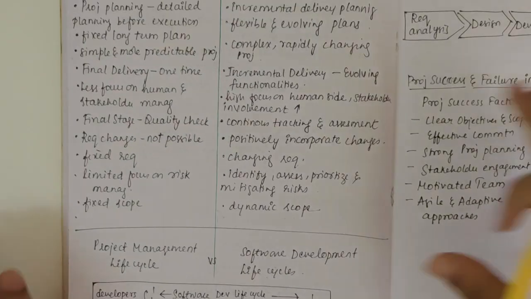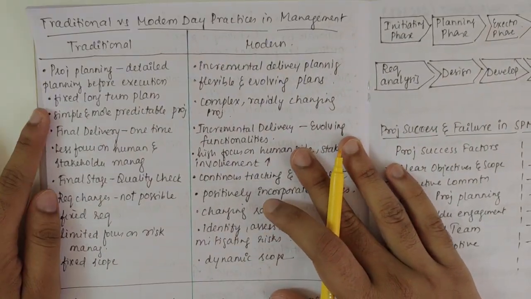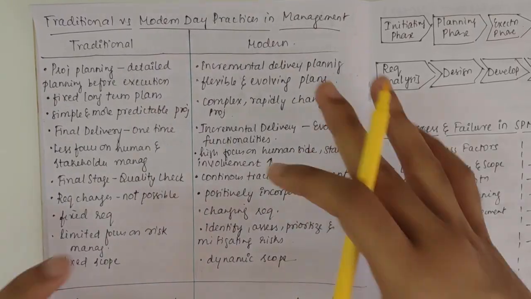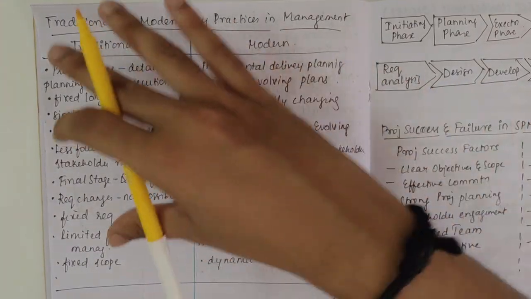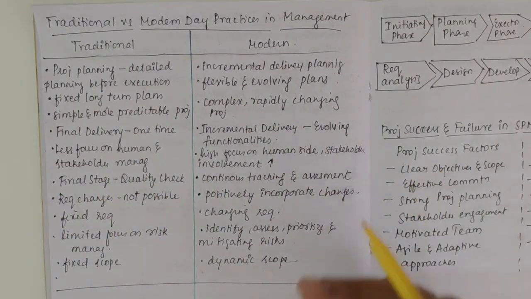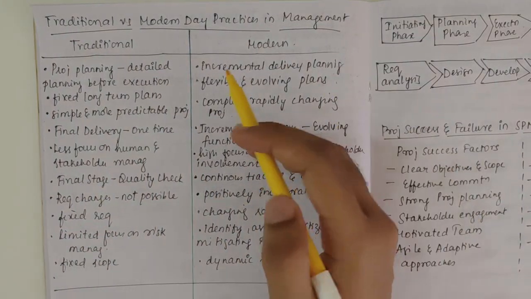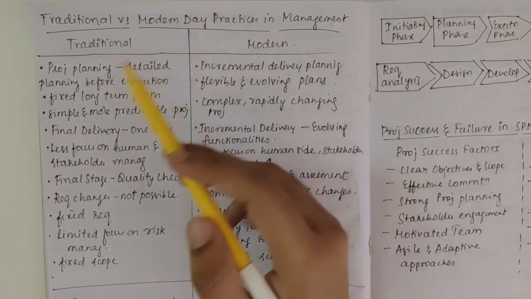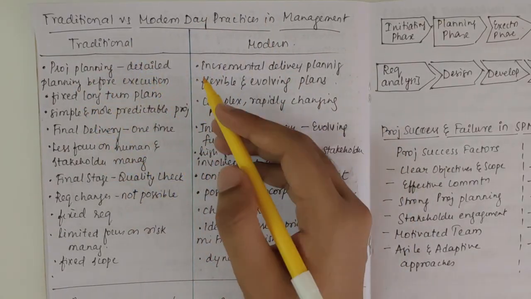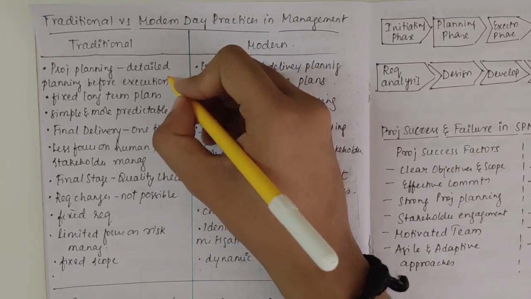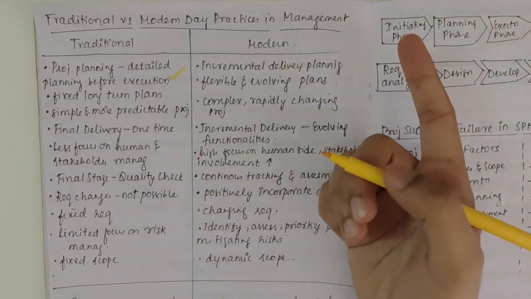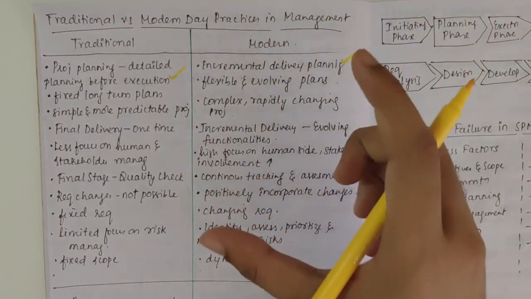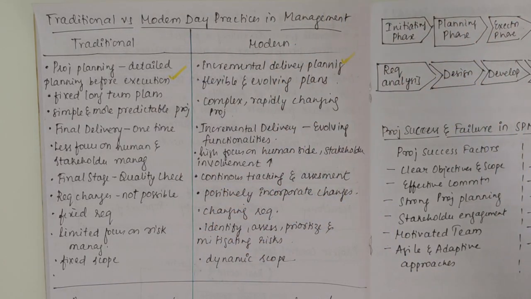Next we have traditional versus modern day practices in management. If you look at the textbook, it is pretty lengthy, but I happened to write it in this tabular format so that it's easy to compare and contrast. Firstly, in project management, traditional practice is detailed planning before execution, whereas in modern day we do incremental delivery planning, that is, okay, for this week we'll do only this much, and after that we'll see whatever happens later.